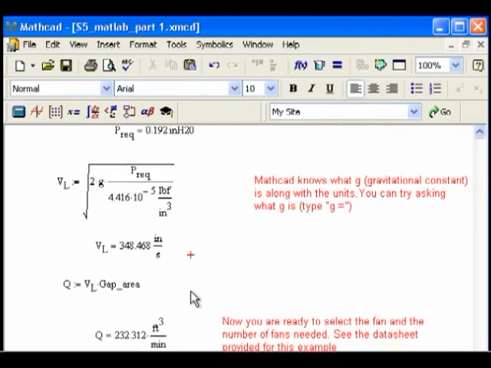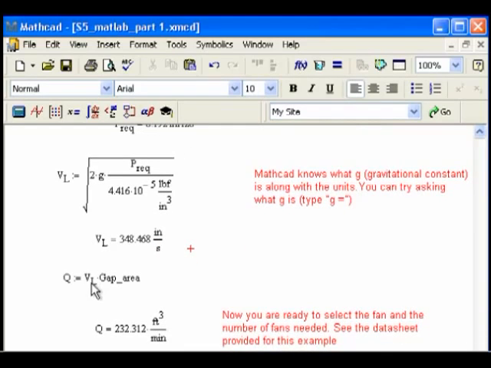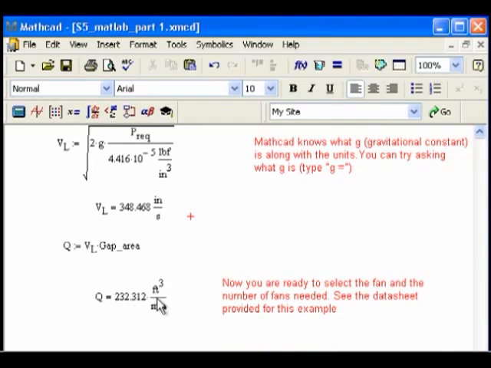Okay. And then, of course, I calculate my Q, so I get VL times the gap area, which we defined earlier. It gave it to me actually in cubic meters per second, but I retyped it into cubic feet per minute. So it tells me 232 cubic feet per minute. Now I'm done with this part of the whole thing.